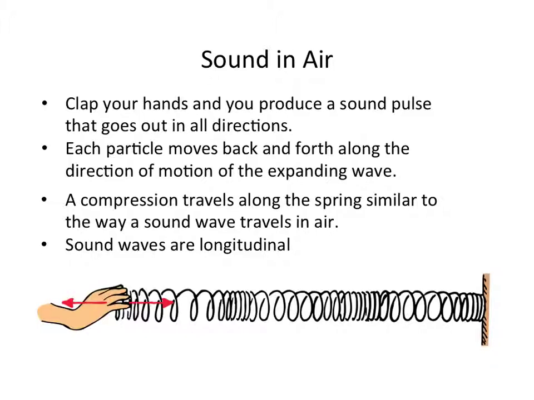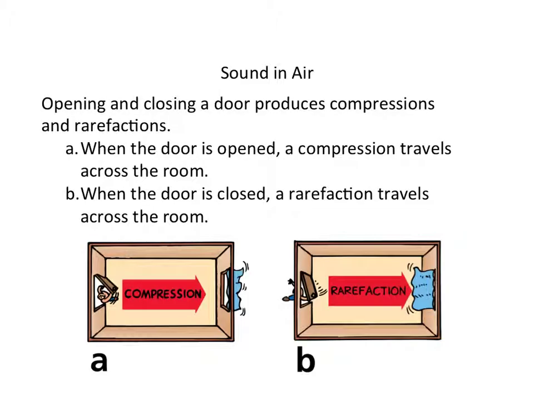The compression travels along the air spring, similar to the way the sound travels in the air. So when you clap, as you go this way along, there's a bunch of compressions and rarefactions in here. And that compression and rarefaction is what allows the sound to travel. Now this shows it one-dimensional, or moving in one dimension. This is happening spherically. It's happening in all dimensions.